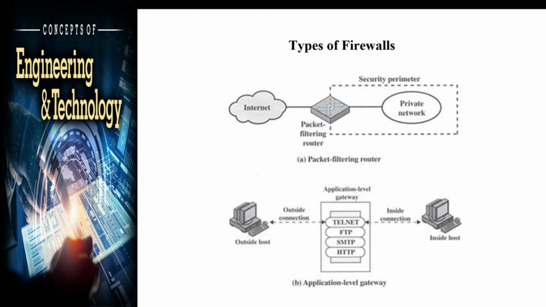Similarly, we have the application level gateway. In the application level gateway, we will be having the connection between the two locations, an outside host as well as an inside host. Through the application level gateway only, the connections will be established. Whenever you want file transfer or to access any website, telnet, everything can be taken, inside connections as well as outside connections. Based on the organization setups, they will be establishing that.